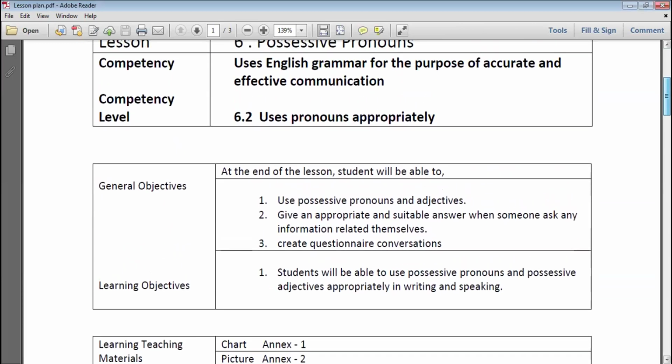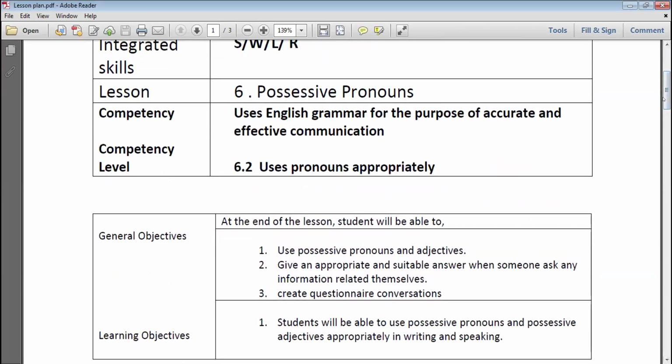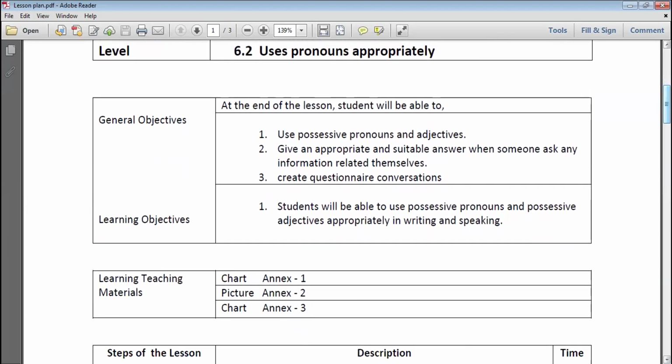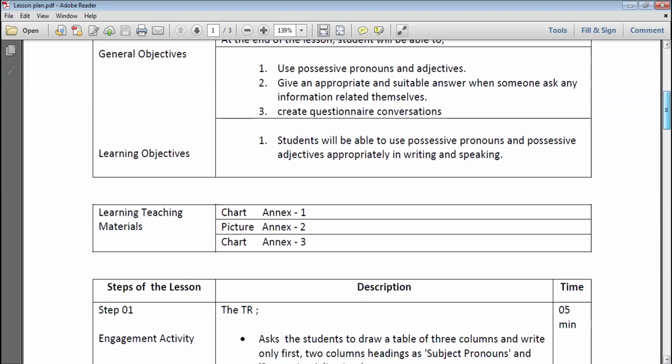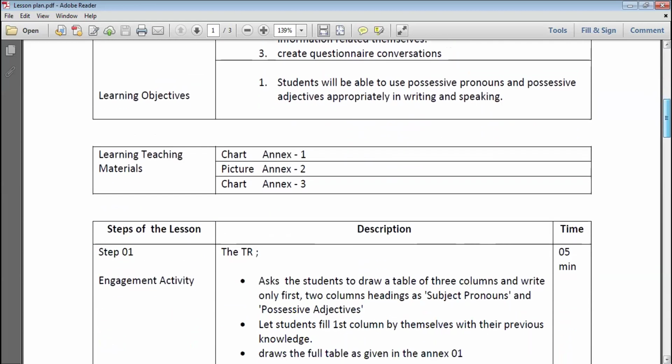The lesson is for the purpose of accurate and effective communication. Competency level: uses pronouns appropriately. General objectives: at the end of the lesson, students will be able to use possessive pronouns and adjectives, give an appropriate answer when someone asks for information related to themselves, and create questionnaires and conversations. Learning objectives: students will be able to use possessive pronouns and possessive adjectives appropriately in writing and speaking. Here I have some teaching materials such as charts and pictures.